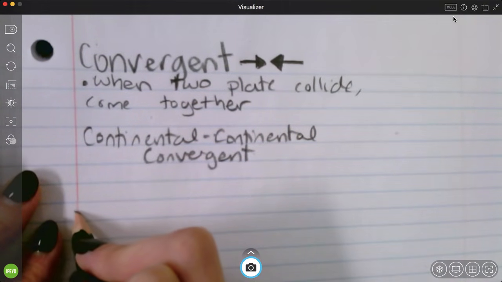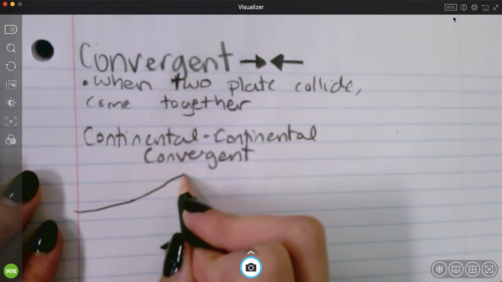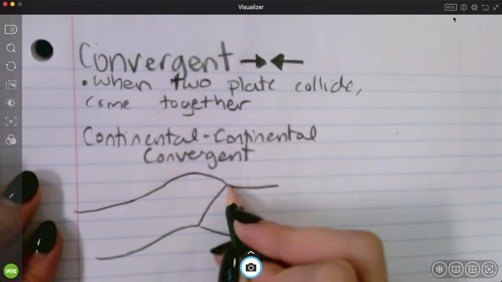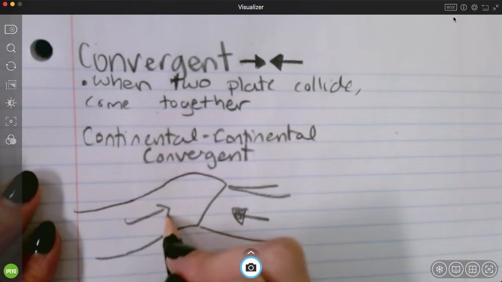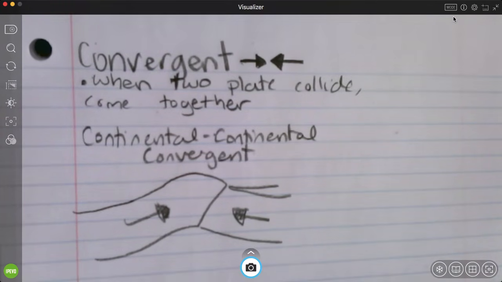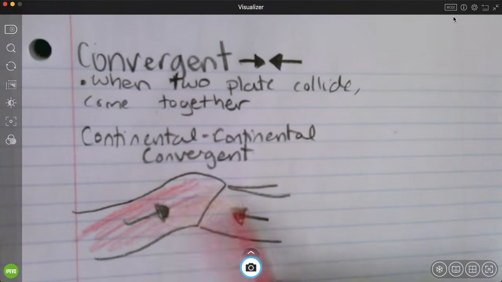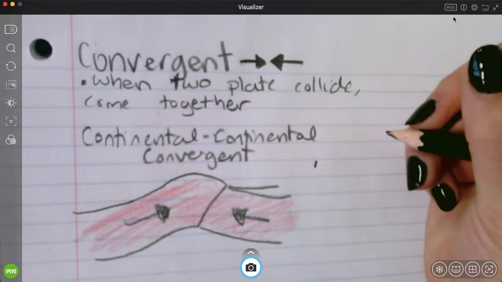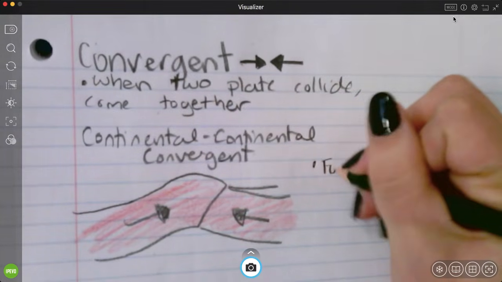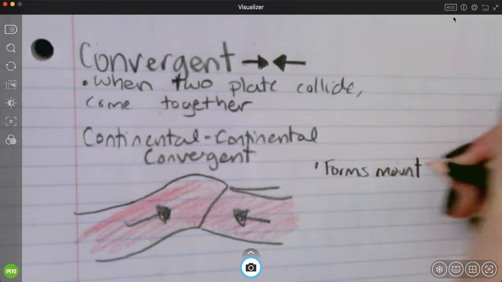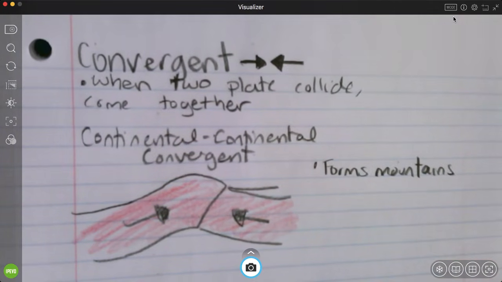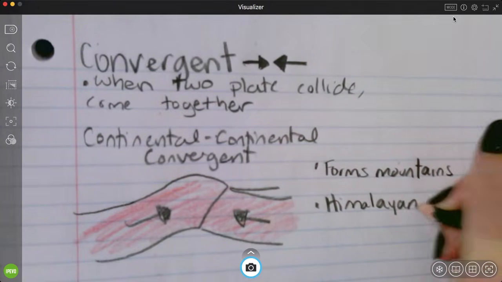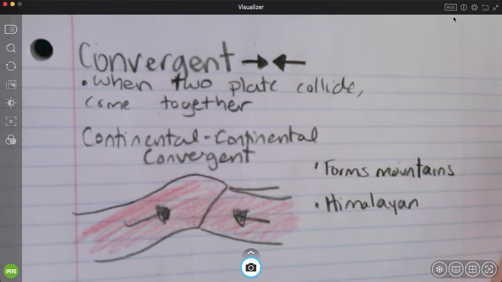So I'm going to draw my very thick continental crust. I'm going to kind of have it come up like this. And then I'm going to have another one right here. And I'm just going to draw arrows upwards. I'm going to color it red so I know it's continental. I know it's kind of hard to tell from this picture, but what happens is kind of what you would expect. This forms mountains. This forms mountain ranges, very tall mountains. An example of these would be the Himalayan mountains in Asia, where Mount Everest is. It's where like 8 of the 10 tallest mountains in the world are.